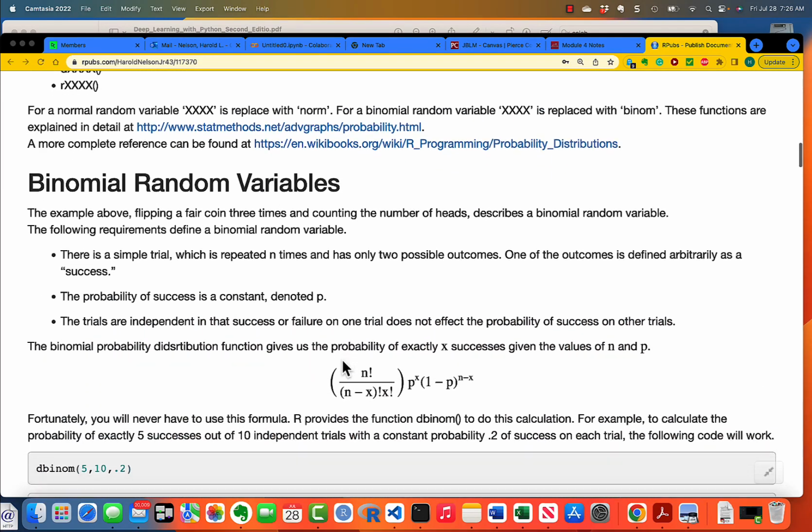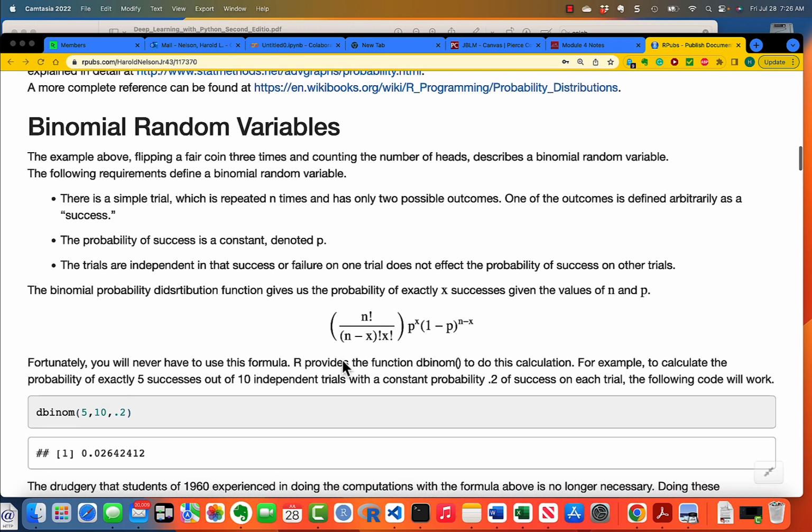So let's look at a very specific type of binomial random variable. Here are the requirements. A simple trial repeated n times has only 2 possible outcomes. One of the outcomes is defined arbitrarily as a success. Success doesn't mean good. It simply means that this is what you're counting. And the probability of success is a constant denoted p. The trials are independent, and the success or failure on one trial does not affect the probability of success on other trials.